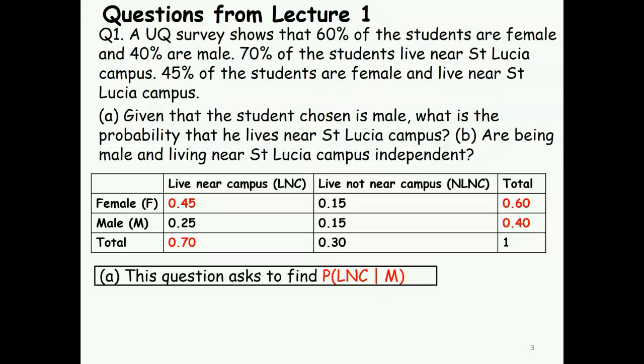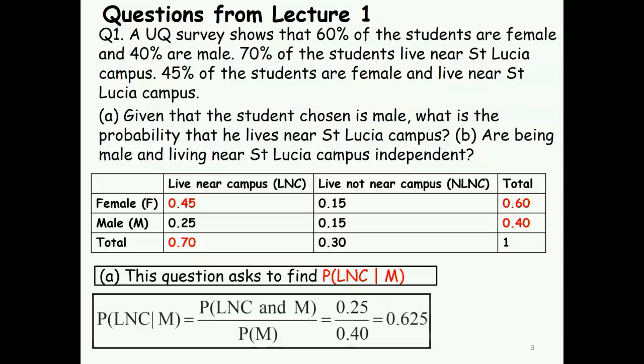So red are given. If this red is given, I calculate this is 25%, so the rest is fine. I put the rest after I calculate everything. So let us do this one. The probability of living near campus given that the person is male is LNC and male divided by probability of male. LNC and male, because I have this 0.45, I can have 0.5 male and LNC. Then the probability of male is given also, because we know the probability of male is 40%. Then this is the answer.